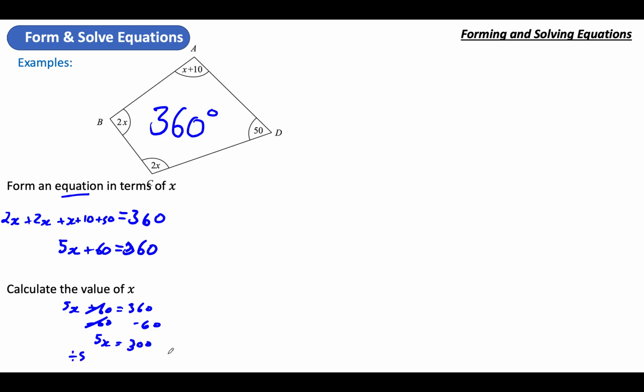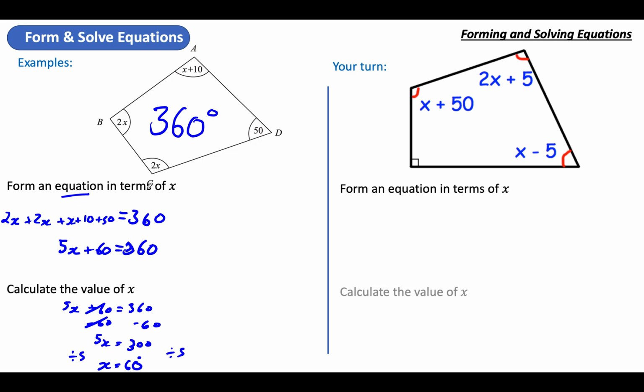And then divide by that number touching the letter. We don't want 5x, we only want 1. How many 5s in 300? Well, how many 5s in 30? There would be 6 5s in 30, so there must be 60 5s in 300. 60 degrees is what x is worth. Okay, so in a four-sided shape, we know it adds up to 360, so that's your angle fact you are going to use. Your turn again. Pause the video. Unpause when you're done.